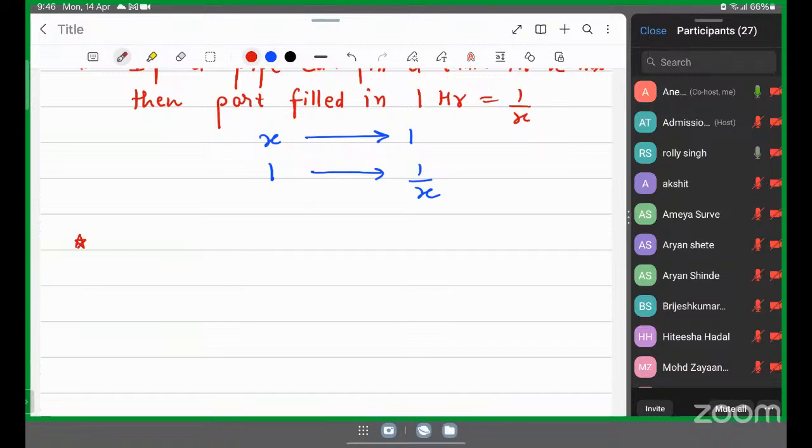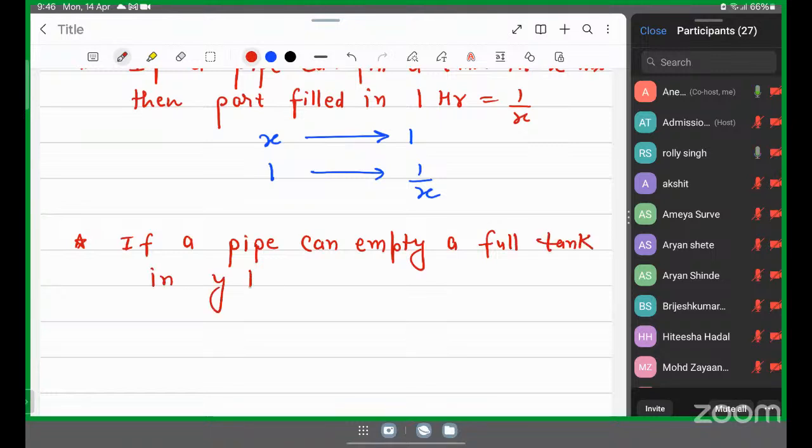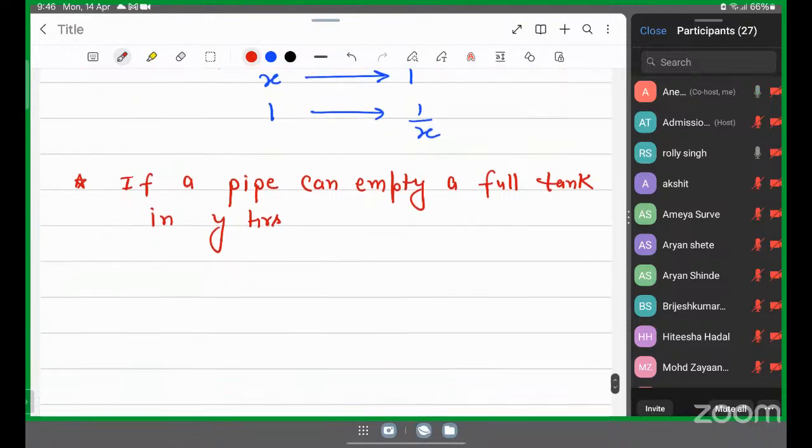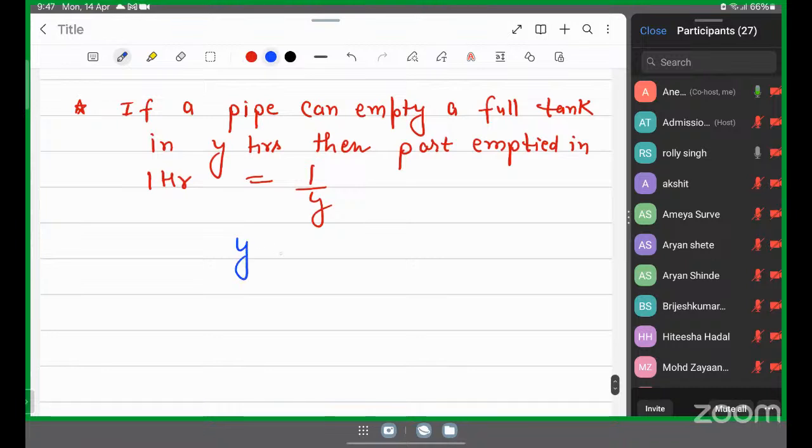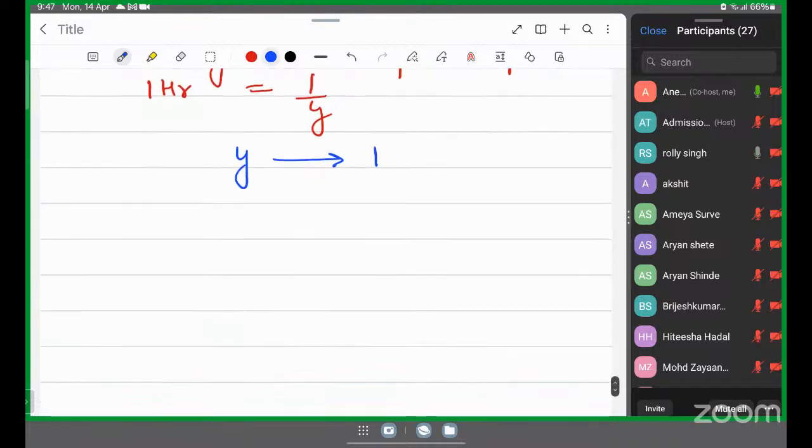Second point is if a pipe can empty a full tank in Y hours, then the part emptied in 1 hour will be 1 by Y. It is again the same. Y hours to empty a full tank. So for 1 hour it will be 1 by Y.